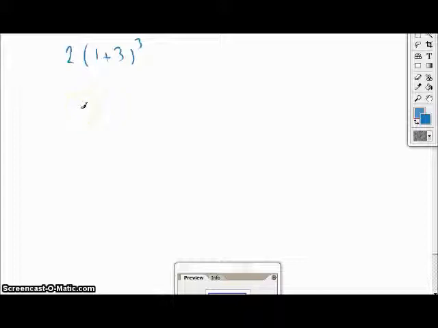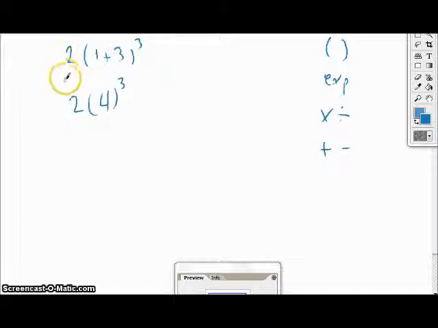So I want to run through this problem and then have you try to do this one. So again, the order of operations matters. It's parentheses, then exponents, then multiplication or division, whichever comes first, left to right, then addition or subtraction. So in this problem, it's a little bit different, but I see parentheses. So I need to do what's inside the parentheses first. 1 plus 3 is 4.